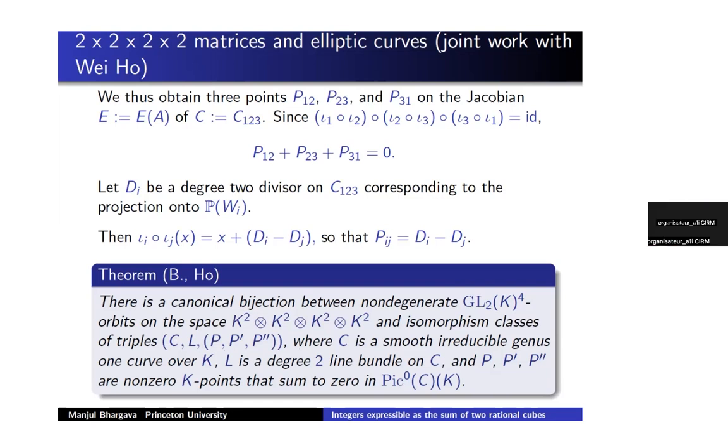So just to clarify, because you're not shuffling the factors around, this triple at the end is ordered, right? The triple P, P prime, P double prime, that's an ordering. Right. That ordering would go away if we also introduce an action of S4 on this. Yeah, or S3 even. Yeah. That's right. It's ordered. Thanks.